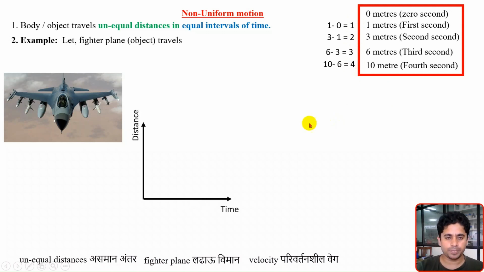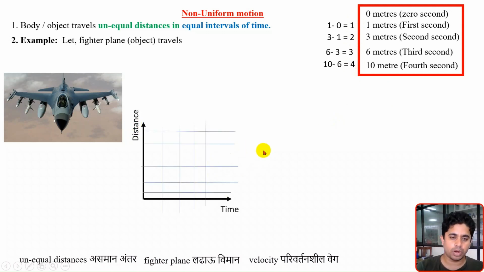If I plot the same distance-time graph, for understanding we have divided the time interval the same as in uniform motion. Now I plot the corresponding time intervals and the corresponding change in displacement. There are four time intervals we have considered. The green color shows the time interval and the red color shows the actual change in displacement for the corresponding time intervals.